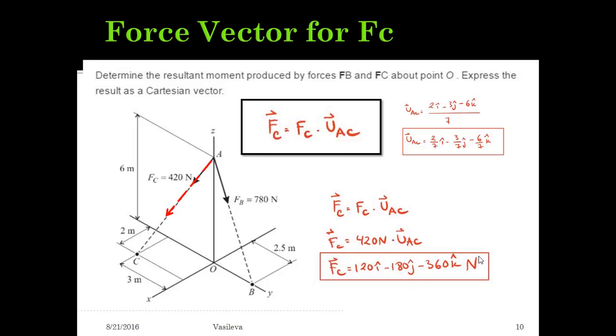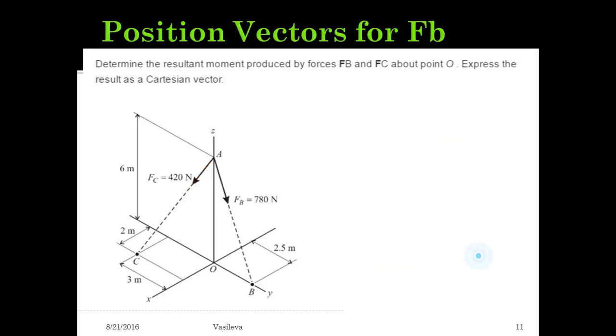Always remember your units, that's important. Now that we found our force vector for FC, we move on and do the exact same thing for FB. So we want to find the position vector from A to B. So we start with the origin to A, the origin to B, and that will eventually give us AB.